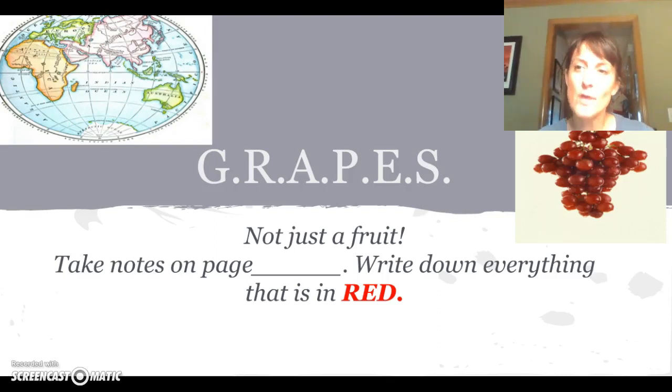We are going to be talking about grapes today, which isn't just a fruit, it actually is an acronym for every civilization that we will talk about this year. Grapes is geography, religion, achievements, politics, economics, and social structure. So you are going to take notes on the page that I just gave you in class. You may work with a partner. Feel free to pause, rewind, do whatever you need to get the notes down and make sure that you write down everything that's in red.